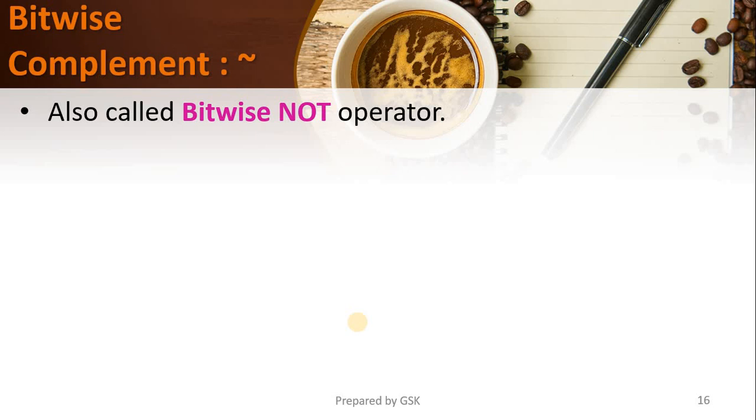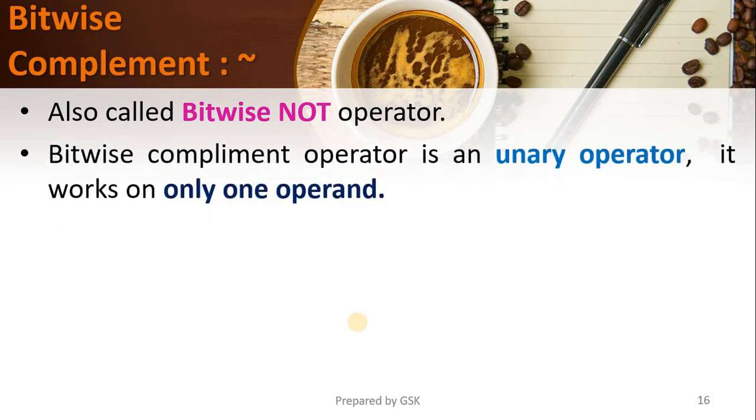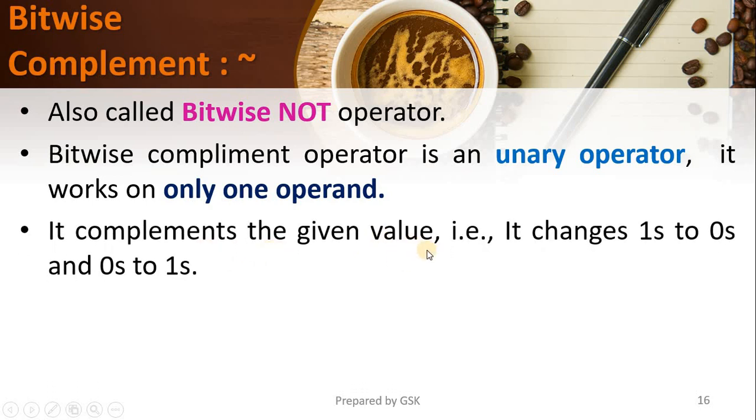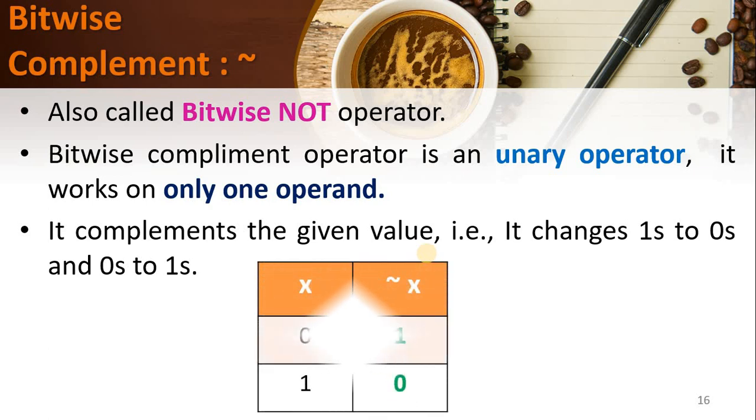Next category is the bitwise complement operator. This is also called the bitwise NOT operator. As we covered already, this is a unary operator, meaning it requires only one operand. It complements the given value. It changes ones to zeros and zeros to ones. See the truth table. If the input is 0, the output is 1. If the input is 1, the output is 0.